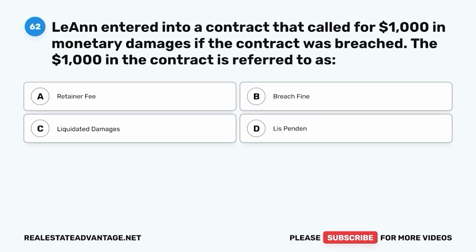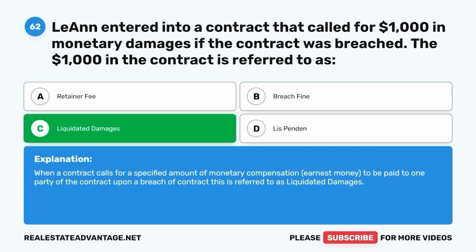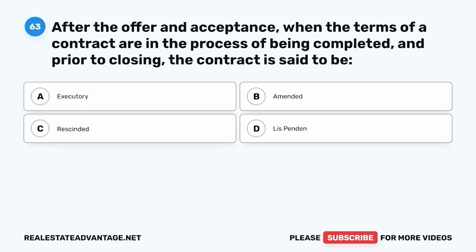Question 62. Leon entered into a contract that called for $1,000 in monetary damages if the contract was breached. The $1,000 in the contract is referred to as A, retainer fee, B, breach fine, C, liquidated damages, D, lis pendens. The correct answer is C, liquidated damages. When a contract calls for a specified amount of monetary compensation, earnest money, to be paid to one party of the contract upon a breach of contract, this is referred to as liquidated damages.